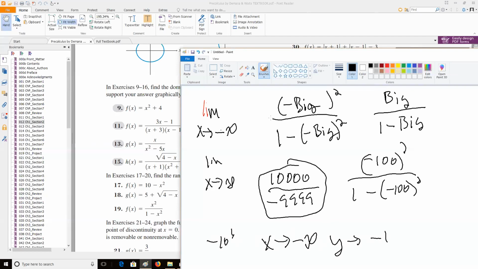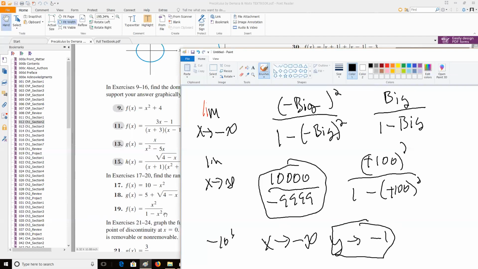And the same thing if we go out to a positive number. It works out the same way, because this is positive, this is positive, still going to be a big positive number over that negative one less than that big number. So the horizontal asymptote is y equals negative 1. But that's a little bit of an aside.